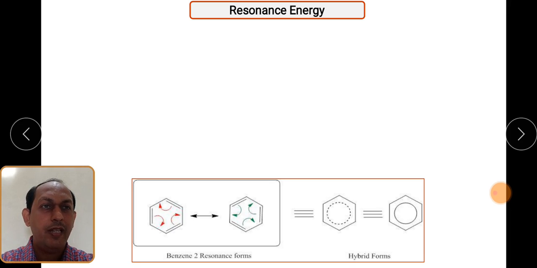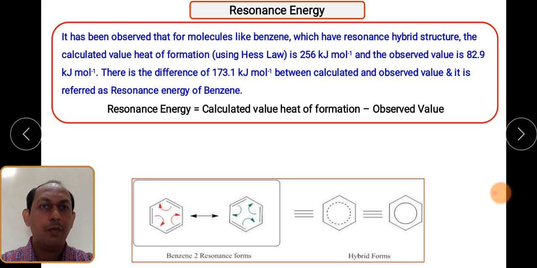So basically resonance energy is applicable to compounds like benzene because they have resonance hybrid structures. These are the resonance hybrid structures. In order to see the heat of formation for benzene, if you want to calculate on paper how much the heat of formation is, based upon the carbon-carbon single bonds and carbon-carbon double bonds present in the benzene ring, we can calculate as per Hess law. It is 256 kilojoule.